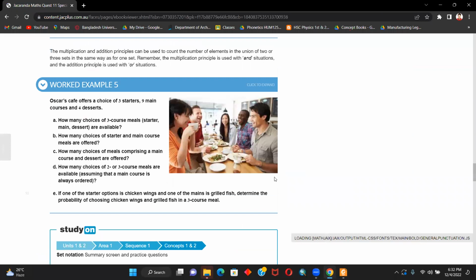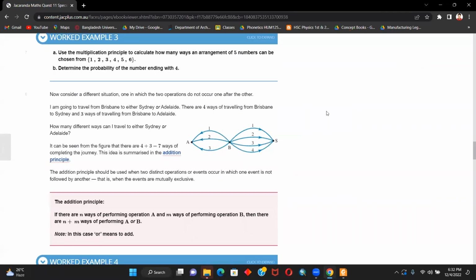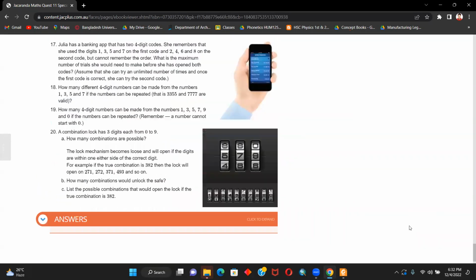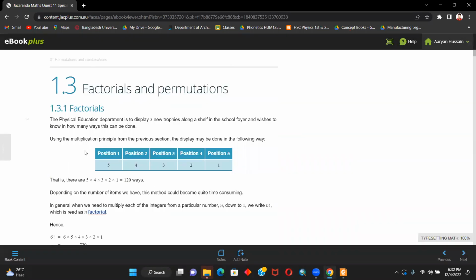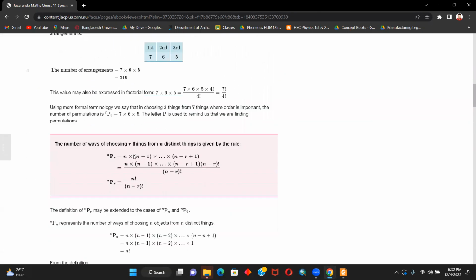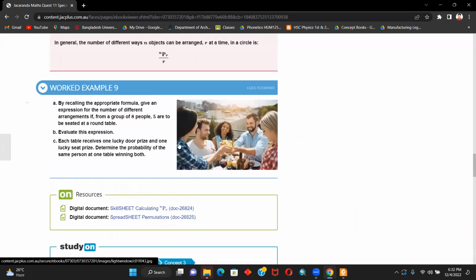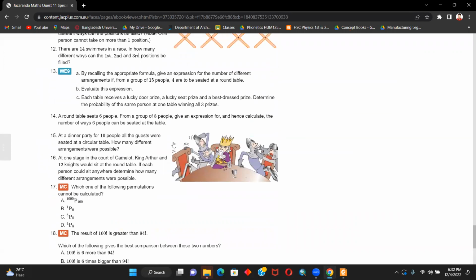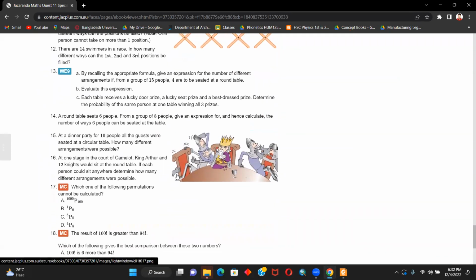Yeah, you have already learned about sets. Okay, I gave you this example. Remember, how many ways can you go? Buses and trains. There are factorials and permutations, we discussed them. Arrangements in a circle, we have discussed them. I think you should be able to answer all of them.